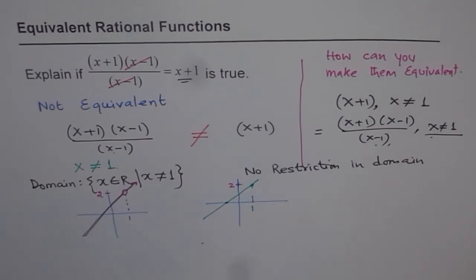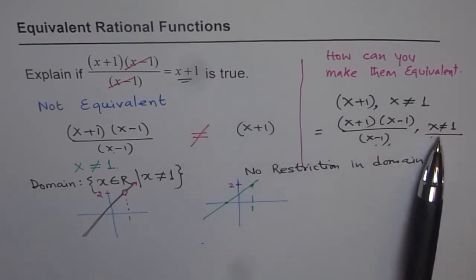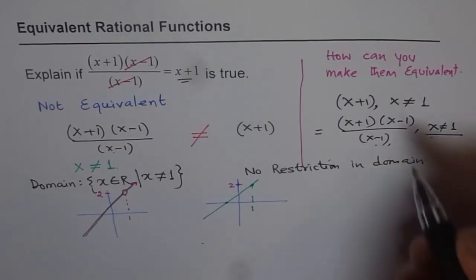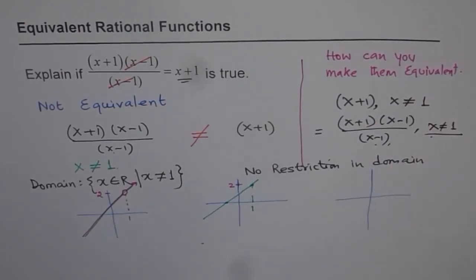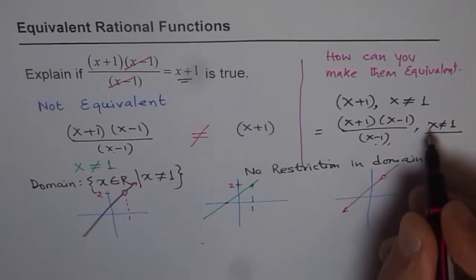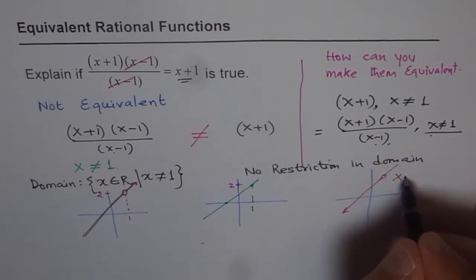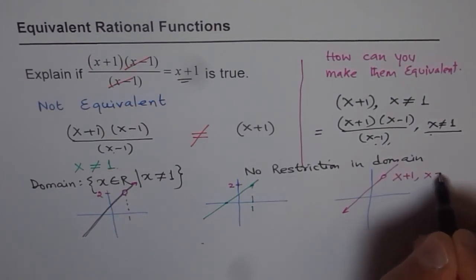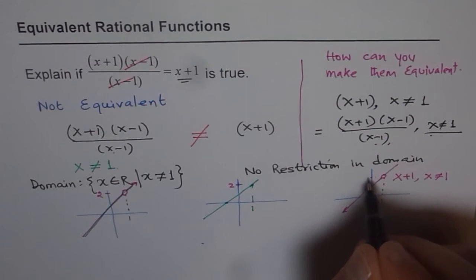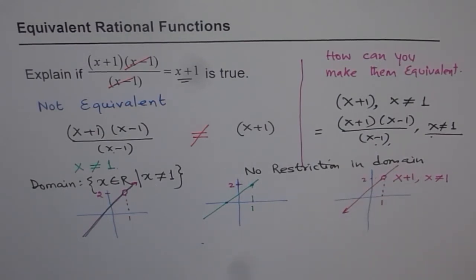Now you understand exactly, with the help of a diagram, that the rational function has a hole, whereas this line does not have a hole. But if you write x + 1 where x is not equal to 1, this will also have a hole, correct? In that case, that function will also be drawn in a similar fashion, with a hole here. So this represents x + 1, where x is not equal to 1. At this point 1, we'll have a hole. So now they're equivalent. Otherwise, they're not equivalent.